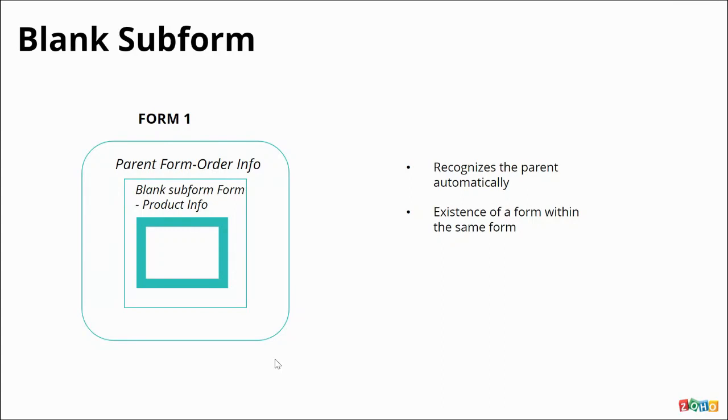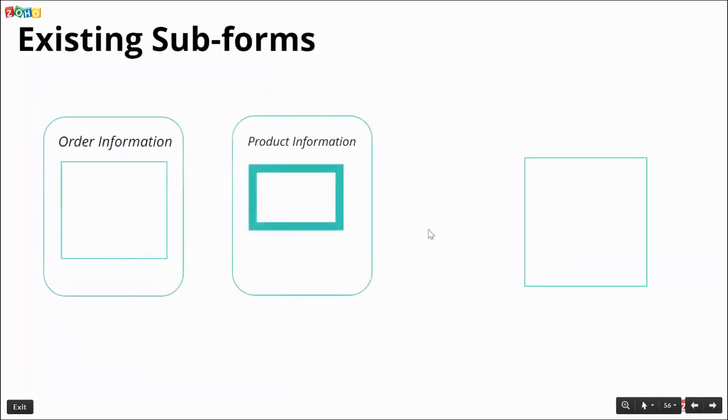Here the parent-child relationship would be established automatically. That is, this product information would automatically identify that order is its parent. Okay, so here you can see that. The next type is the existing subform.